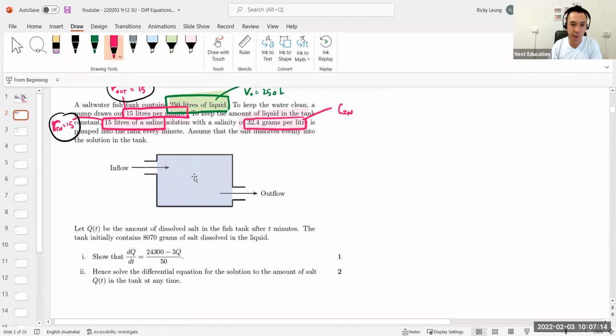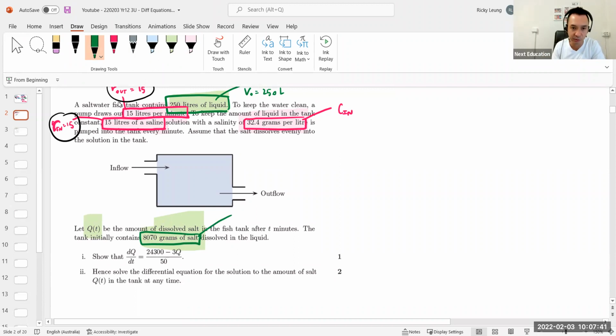Assuming the salt dissolves, okay, cool. Now, in this case, I use the letter M, they're using the letter Q, same thing. Let Q be the amount of dissolved salt in the fish tank after that. The tank contains, they also give you this, that many grams of salt. Now, why are they giving you this? Most likely for the purpose of part 2, when I start integrating.